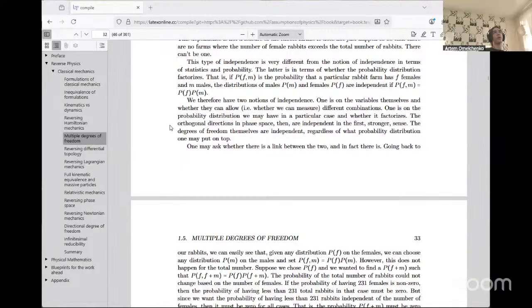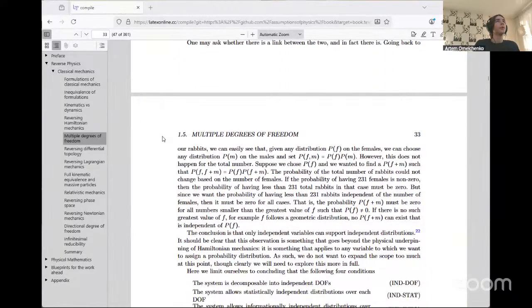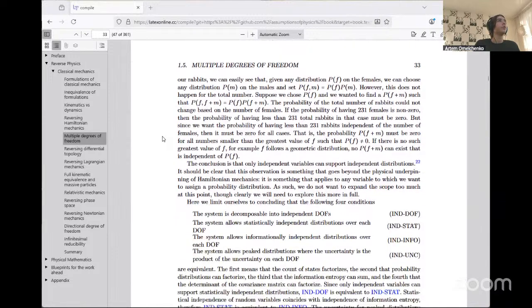One may ask whether there is a link between the two, and in fact there is. Going back to our rabbits, we can easily see that given any distribution P of F on the females, we can choose any distribution P of M on the males and set P of F and M to be the product of those. However, this does not happen for the total number.